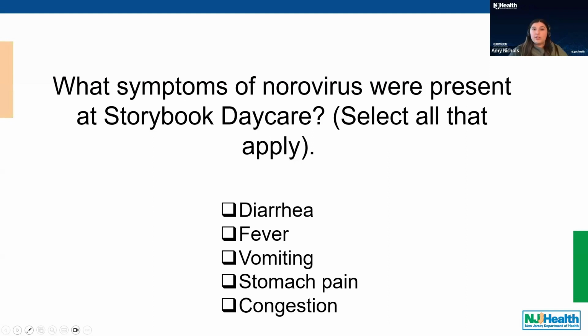All right, so it looks like for the most part, everyone did get that correct. So the answers are diarrhea, fever, vomiting, and stomach pain. Remember, when Andy was sent home due to diarrhea and a fever, and then 2 students in Andy's class were sent home for vomiting and stomach pain.